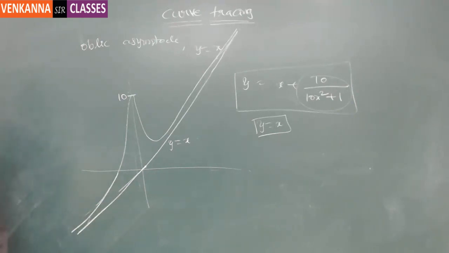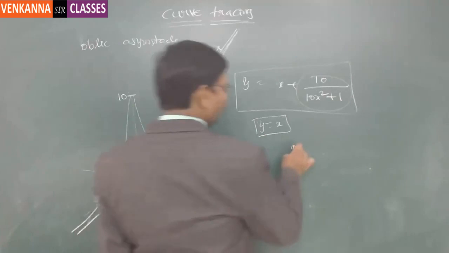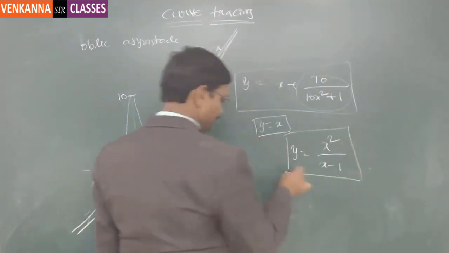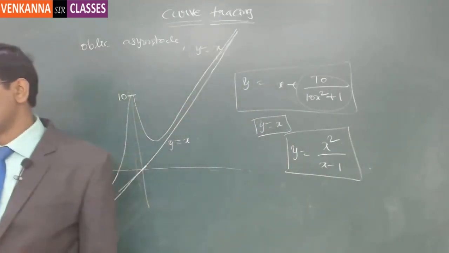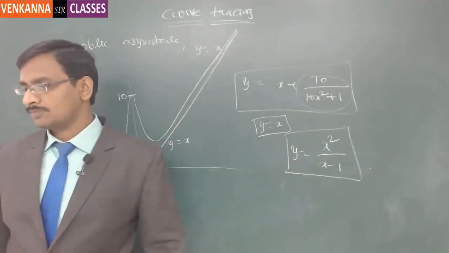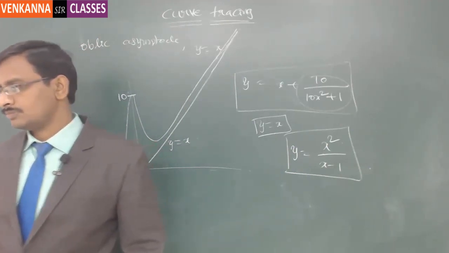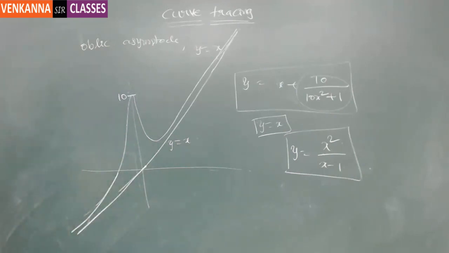Any questions on this? I'll give you one more equation. Y is equal to x square by x minus 1. Y is equal to x square by x minus 1. What is the equation of the asymptote for this? Yeah, that's correct, Abhinit.